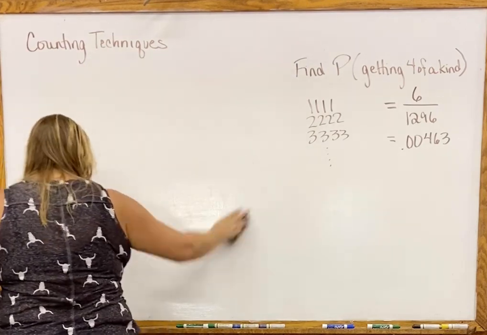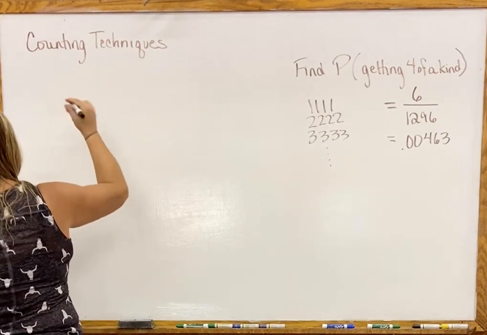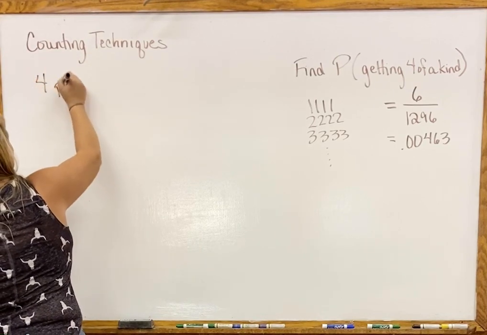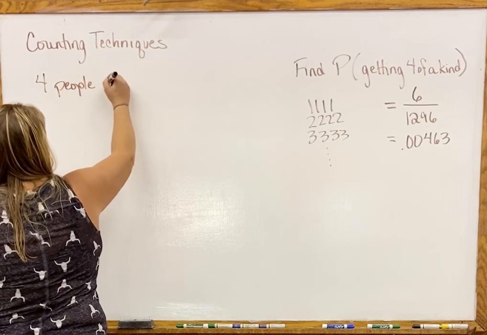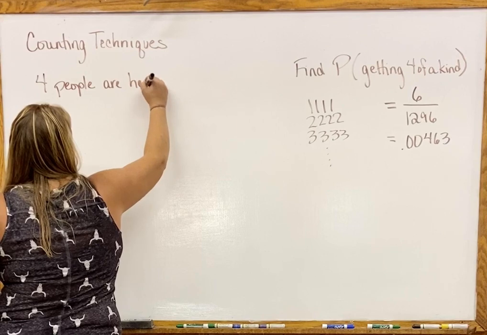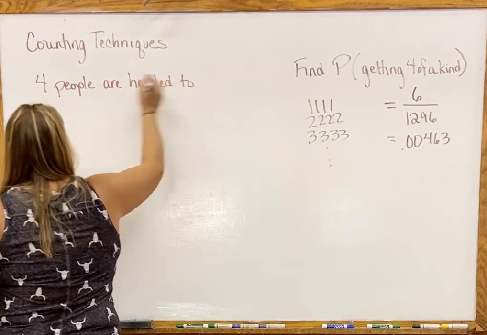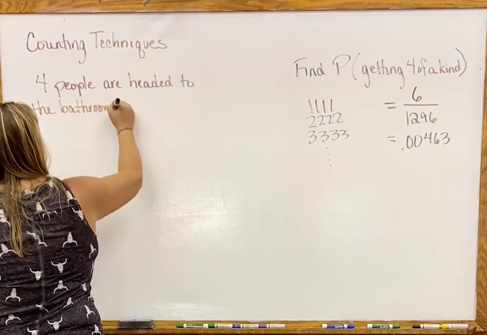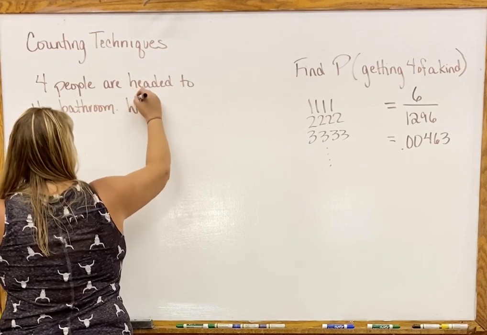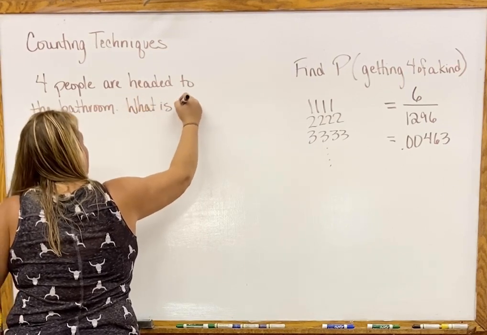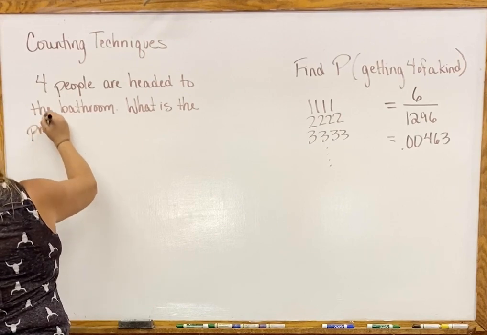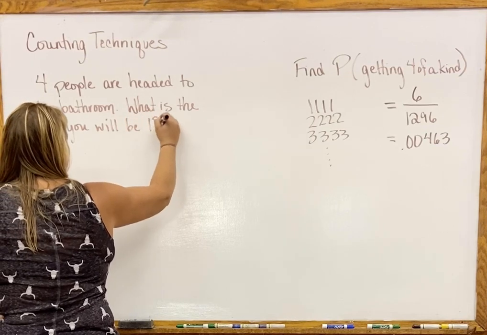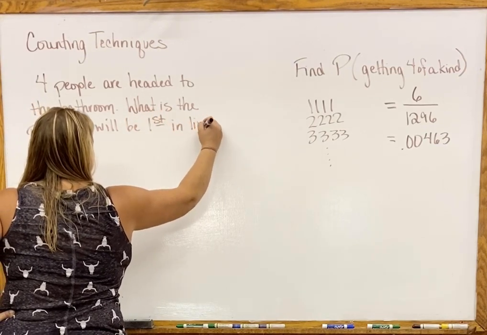I guess we can get rid of that. Okay, so the question looks like this. 4 people are headed to the bathroom. What is the probability you will be first in line?